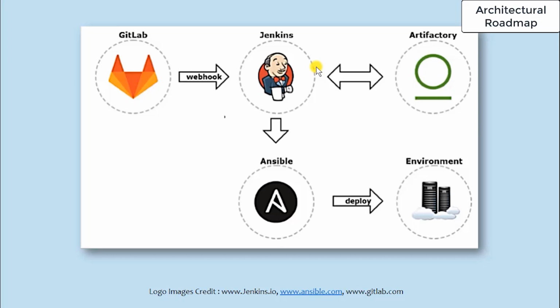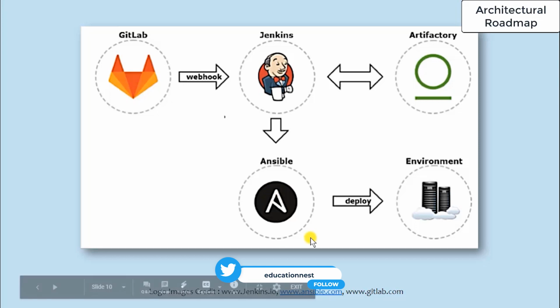So whatever type of application you are building, you can build it through Jenkins. And then you will push the changes to Ansible. So Ansible will have only the artifact that your Jenkins has built. Now it's the role of your Ansible to deploy the changes to the environment.